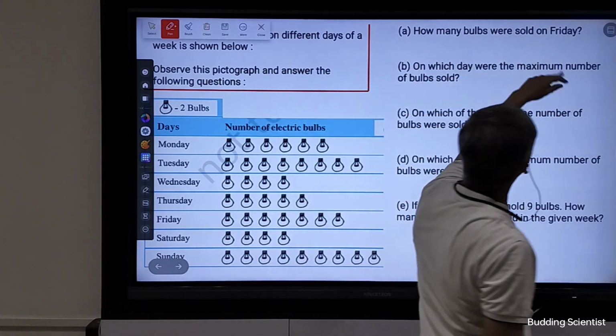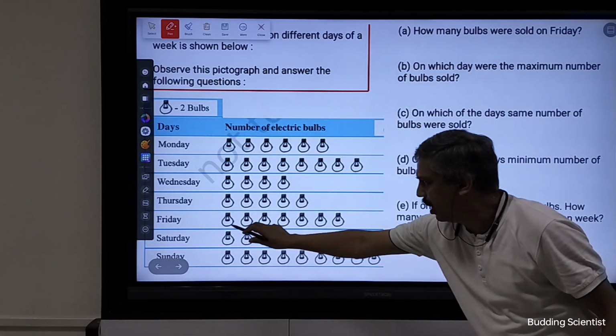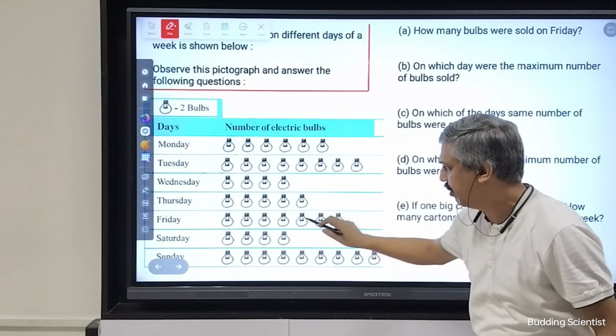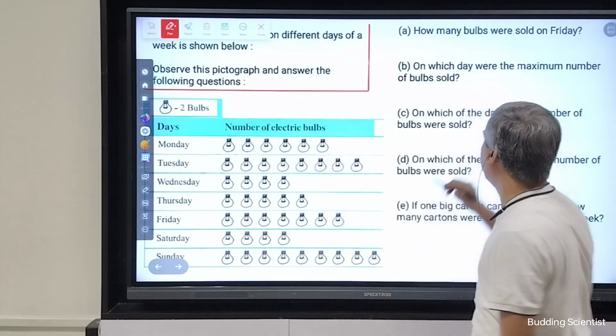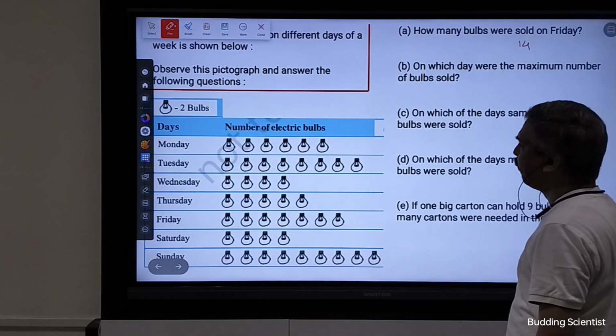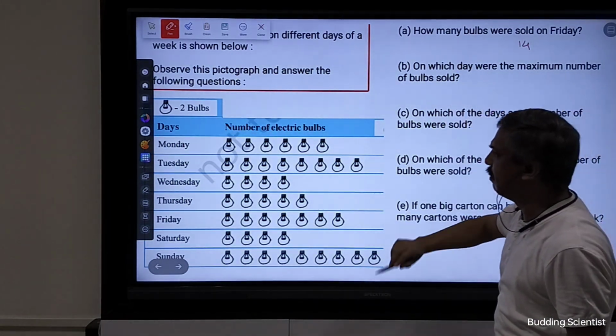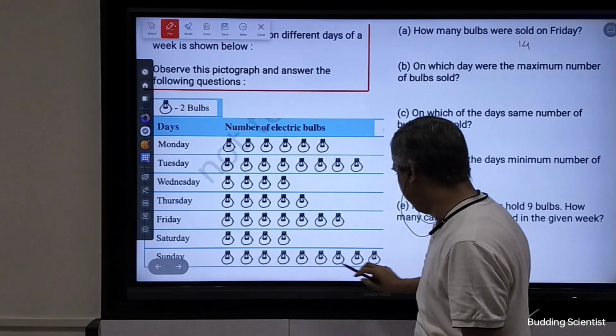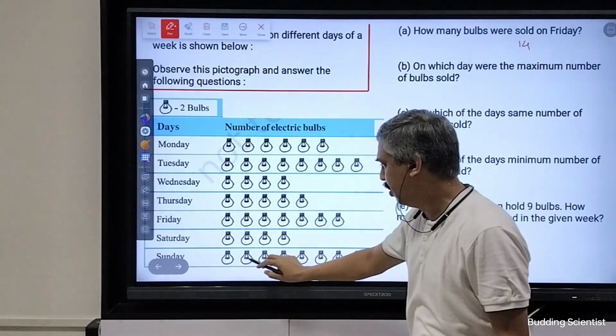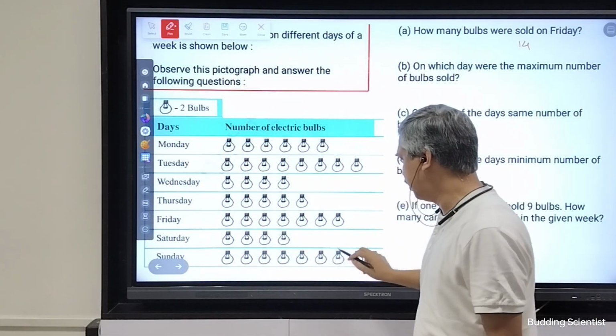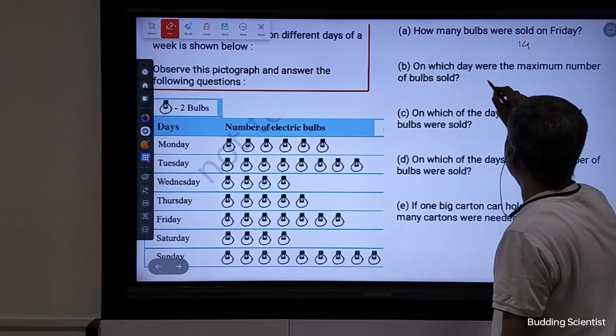How many bulbs were sold on Friday? Friday: 1, 2, 3, 4, 5, 6, 7. 7 into 2 is 14. On which day were the maximum number of bulbs sold? Maximum number of bulbs is sold on Sunday. 1, 2, 3, 4, 5, 6, 7, 8, 9. So it is 18.